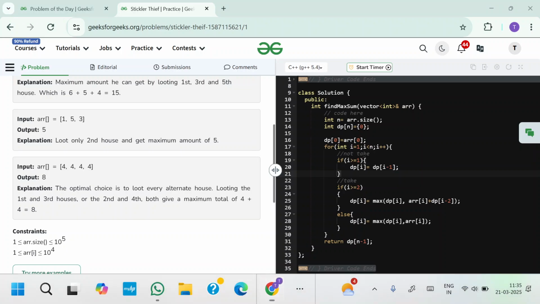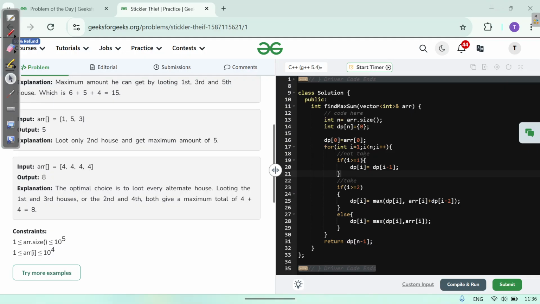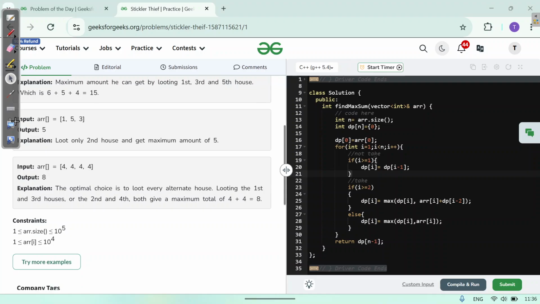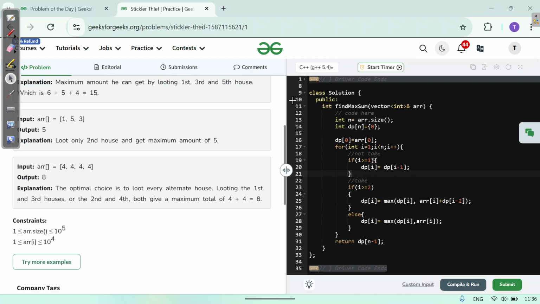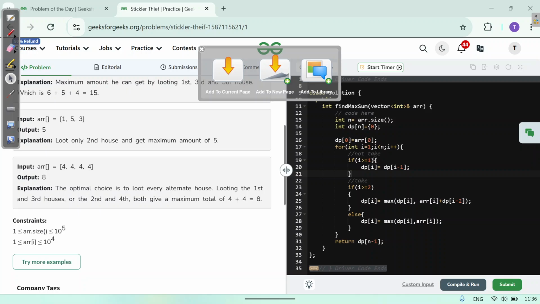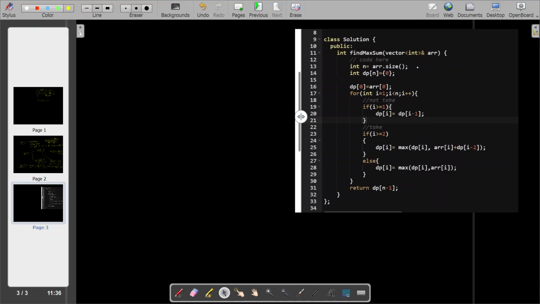Okay, let me open the pencil also. So if we crop the code from here, this is the code. What this is: n is nothing but the size of the array, and we have initialized dp of n with 0, like everything is initialized with 0.